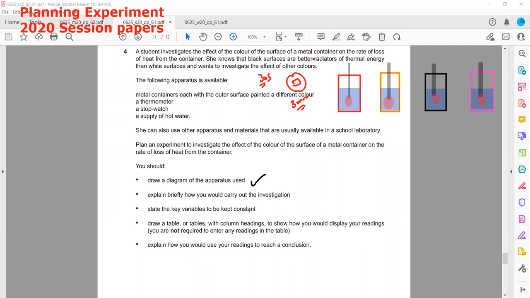So you can mention: take 10 cm cube of hot water and transfer it into a container, then record its initial temperature and record the temperature after every 30 seconds for 3 minutes. And then repeat the experiment with different colors of containers. So we'll put 10 cm cube of hot water.